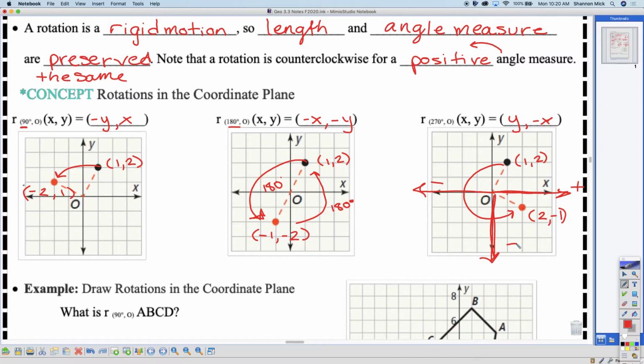Okay, so these are the rules we're going to be using. Now, I didn't give you one for 360 degrees. Why not? Because it's the same thing. It's exactly the same thing.